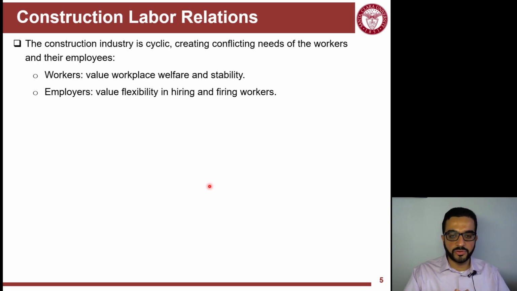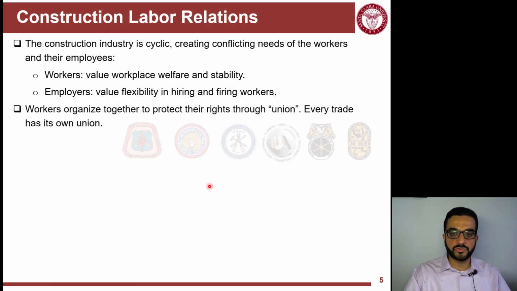But then employers in the downtime want to have the flexibility of firing and hiring. And also having the safety measures and all of these precautions will cost money and will limit the flexibility of the business. So there has been, historically and socially, that conflict between workers and businesses, and that's also an attribute here in construction.